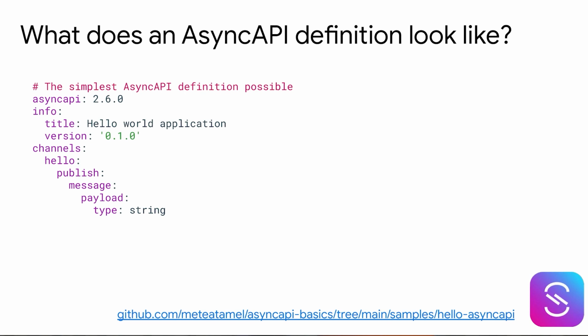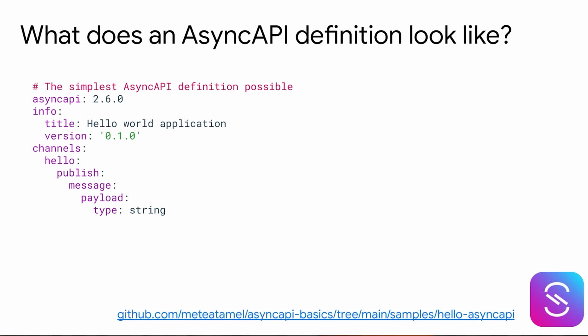So here we are defining under channels, one channel. The name of the channel is hello, and then the operation on the channel is publish. So this is a channel where you can publish messages to. And then you need to define what should the message look like. So in this case, the message has a payload, and the payload is a type string. So we are basically saying you can publish a message with a string payload, and that's it. So this is the simplest definition that you can have.